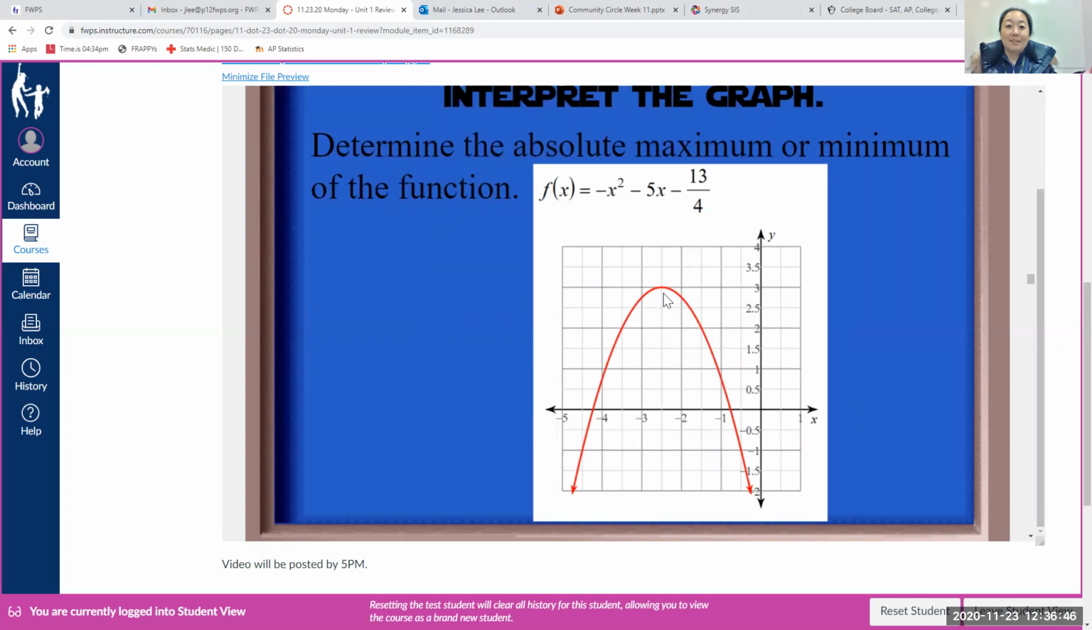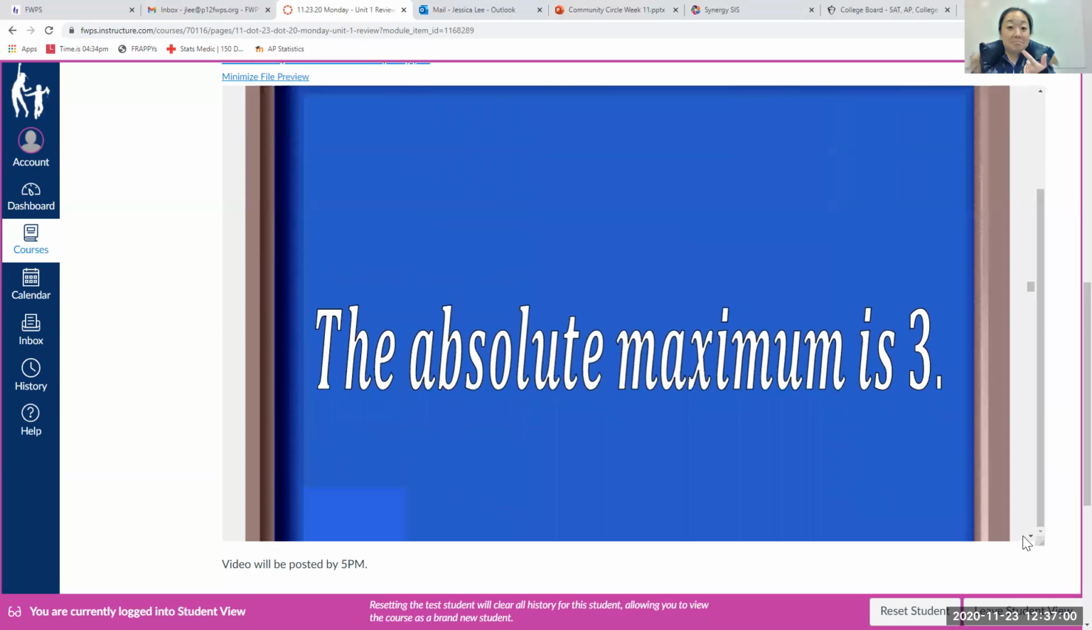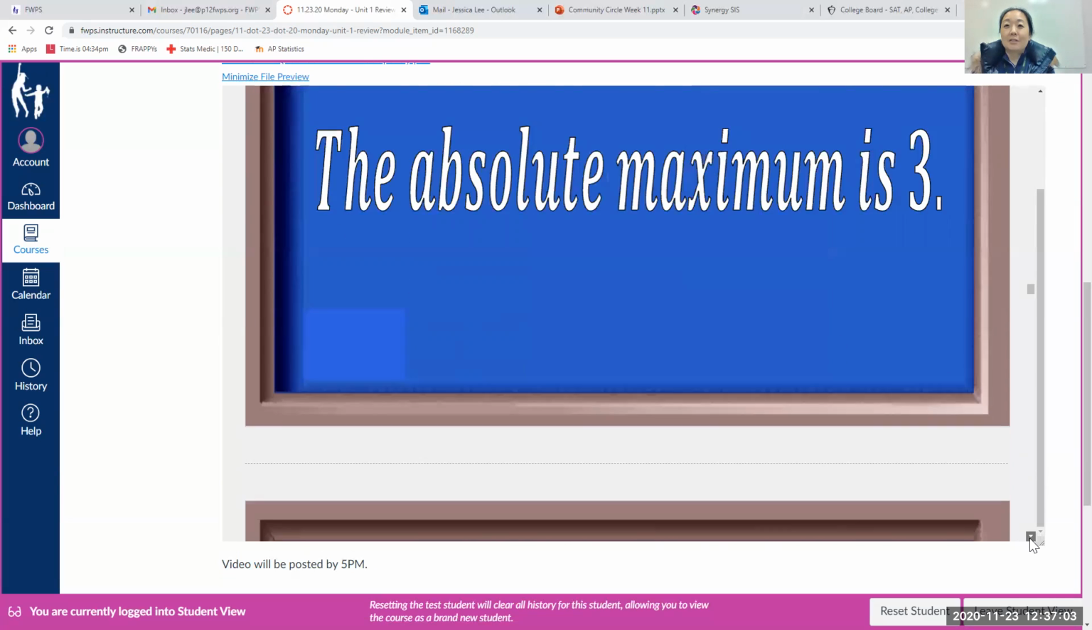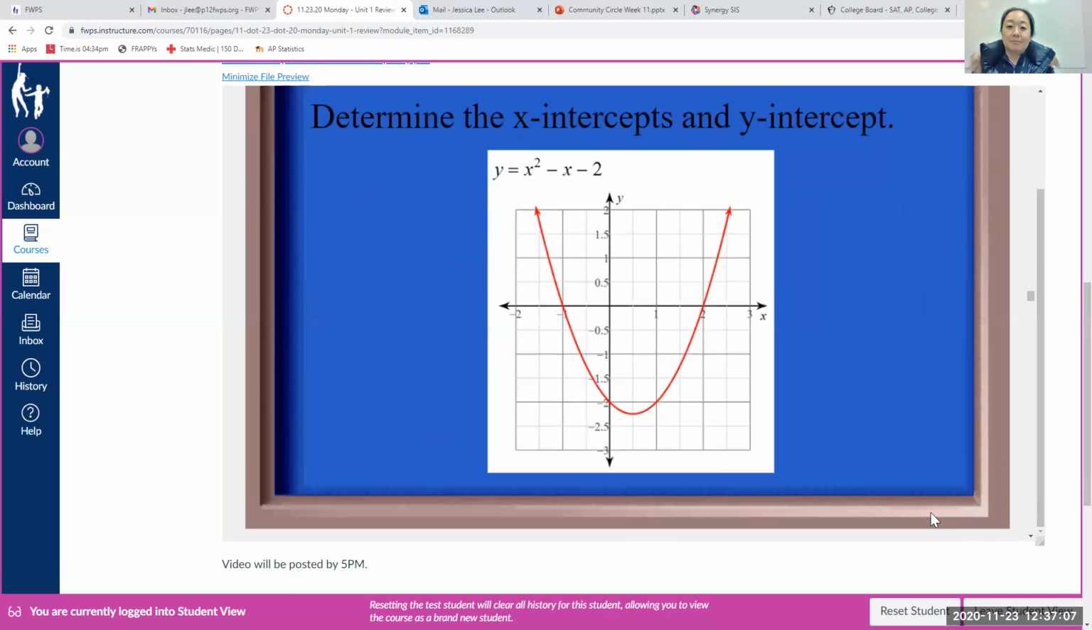All right, absolute min or max. Oh, look, that's now a max because that's as high as it's going to go, right? So we're going to go over here. Oh, the max is 3. That's it. So we say the absolute max is 3. See, I'll show you. Answer: absolute max is 3. All right, so now, what are the x and y intercepts?